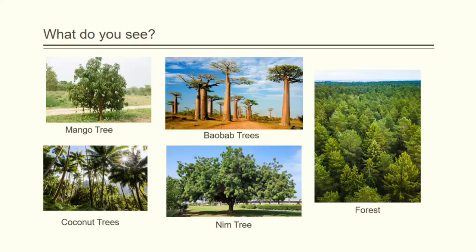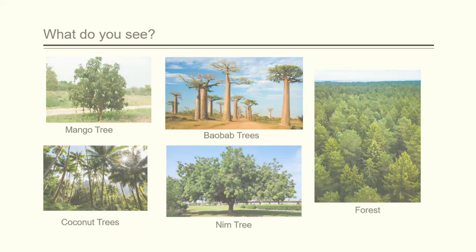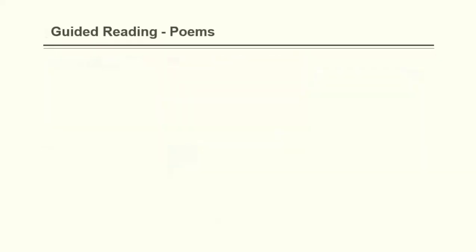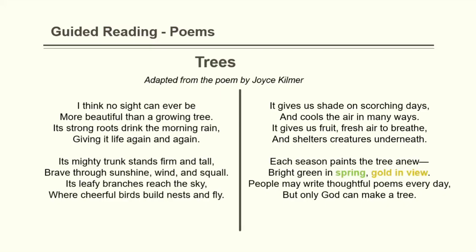Any guesses? Well, the reason why trees are being shown is that our poem is related to trees. This poem is entitled Trees and is adapted from the poem written by Joyce Kilmer. Shall we read it together?